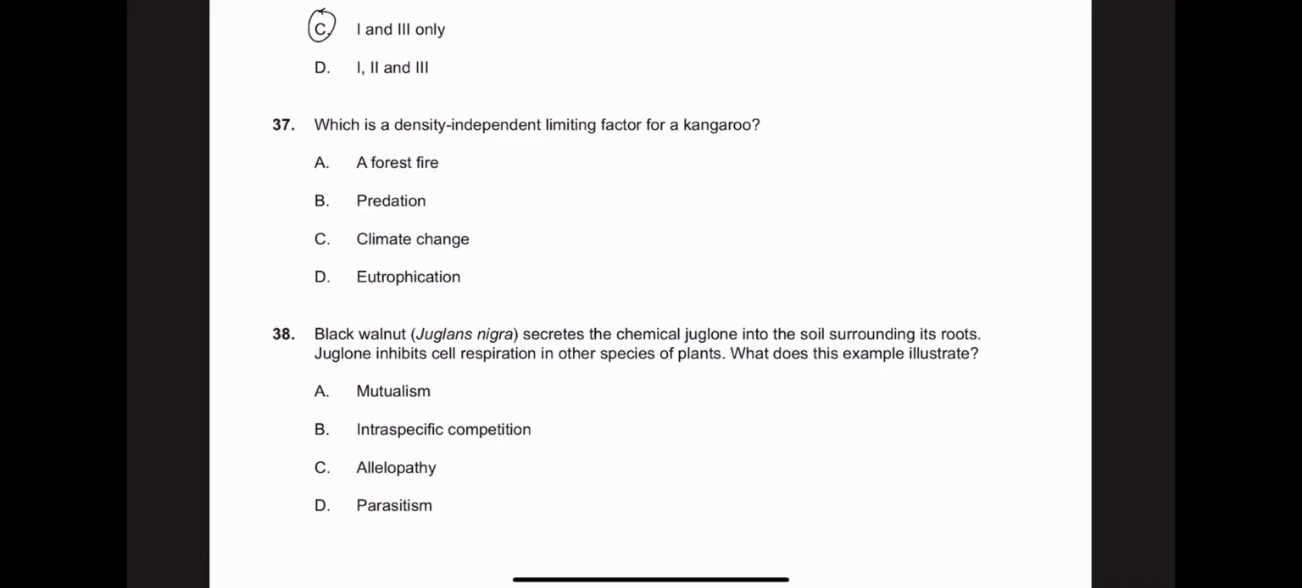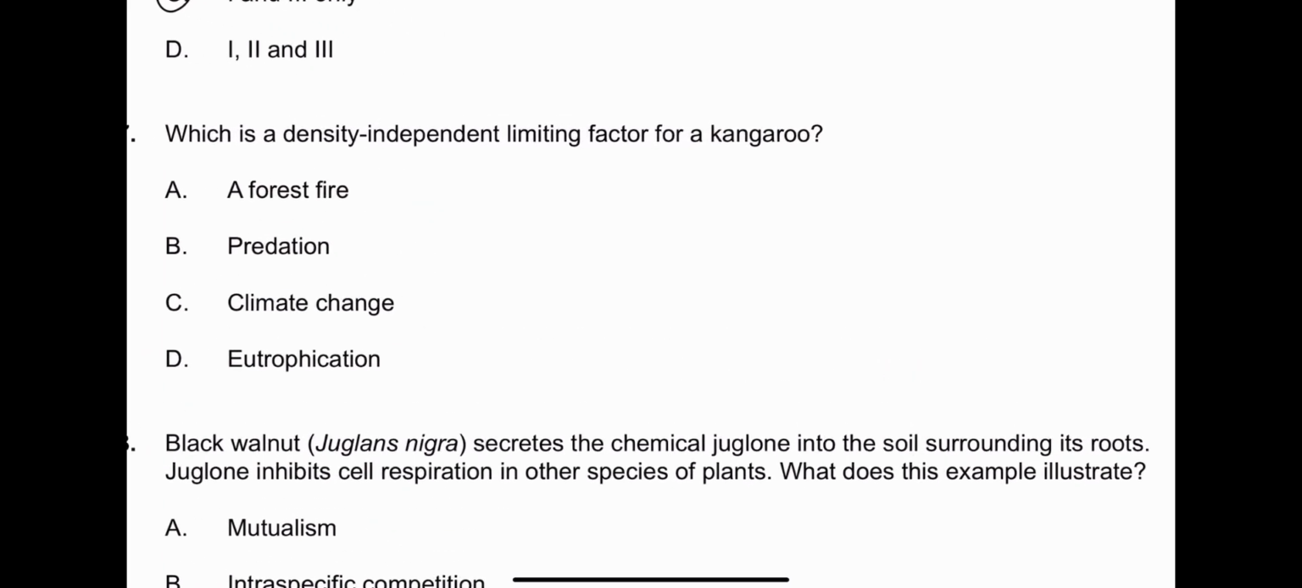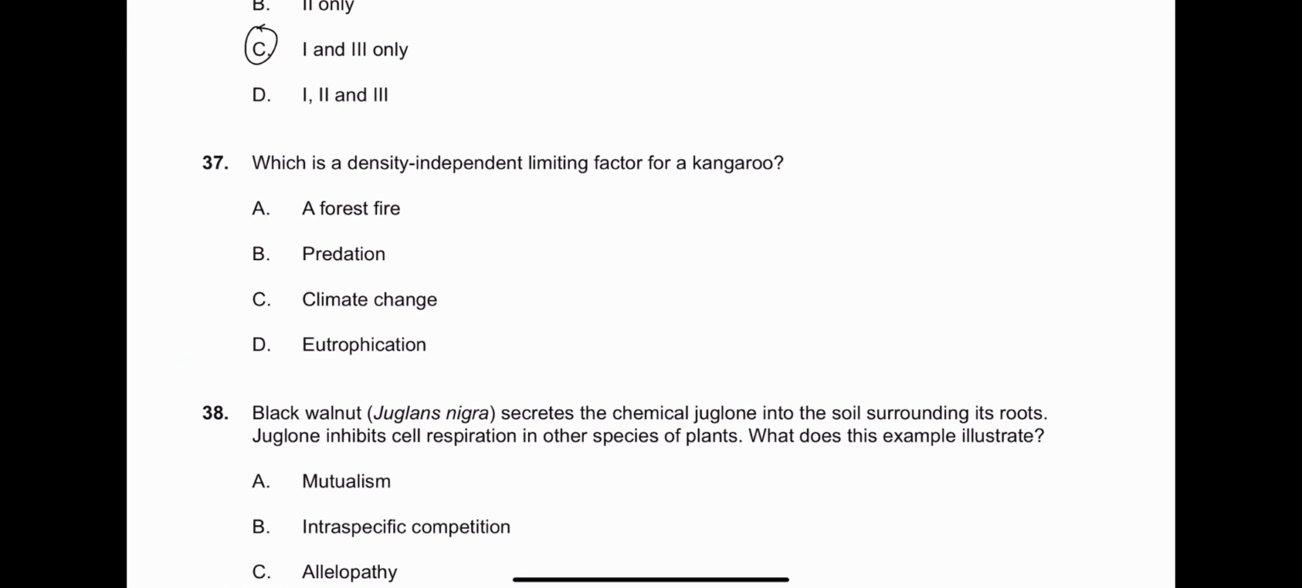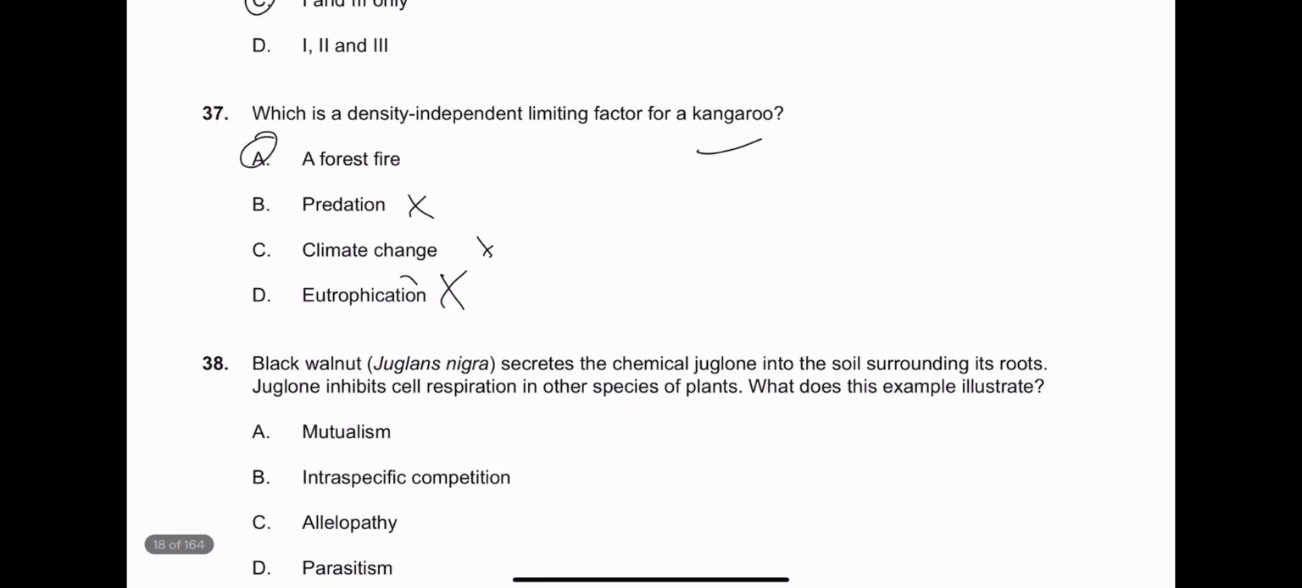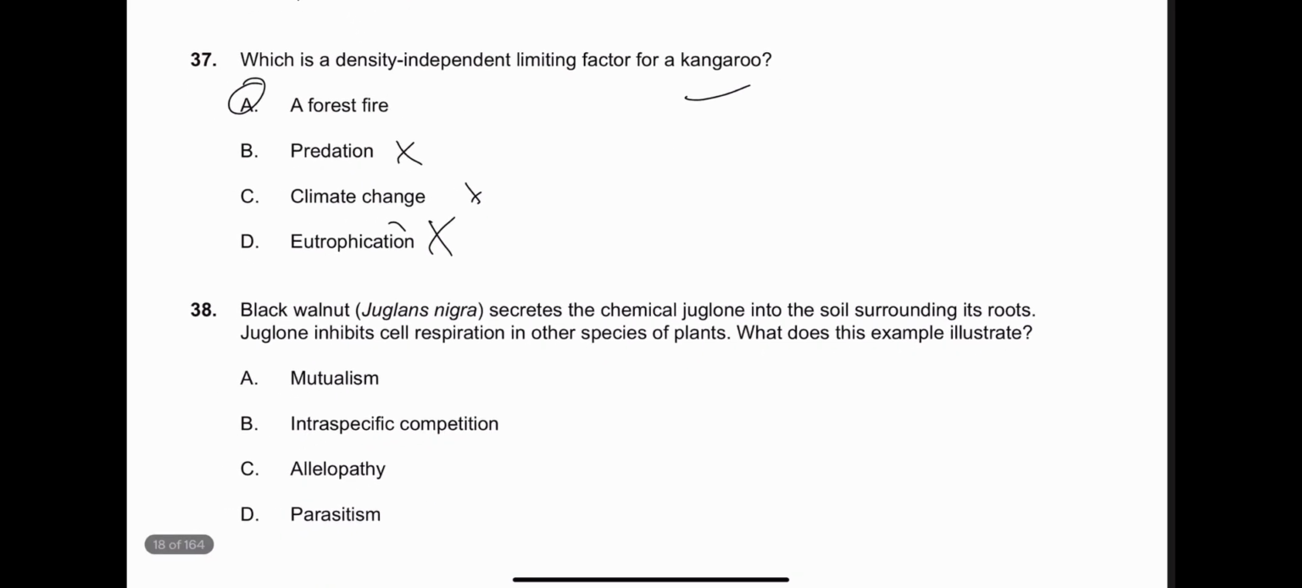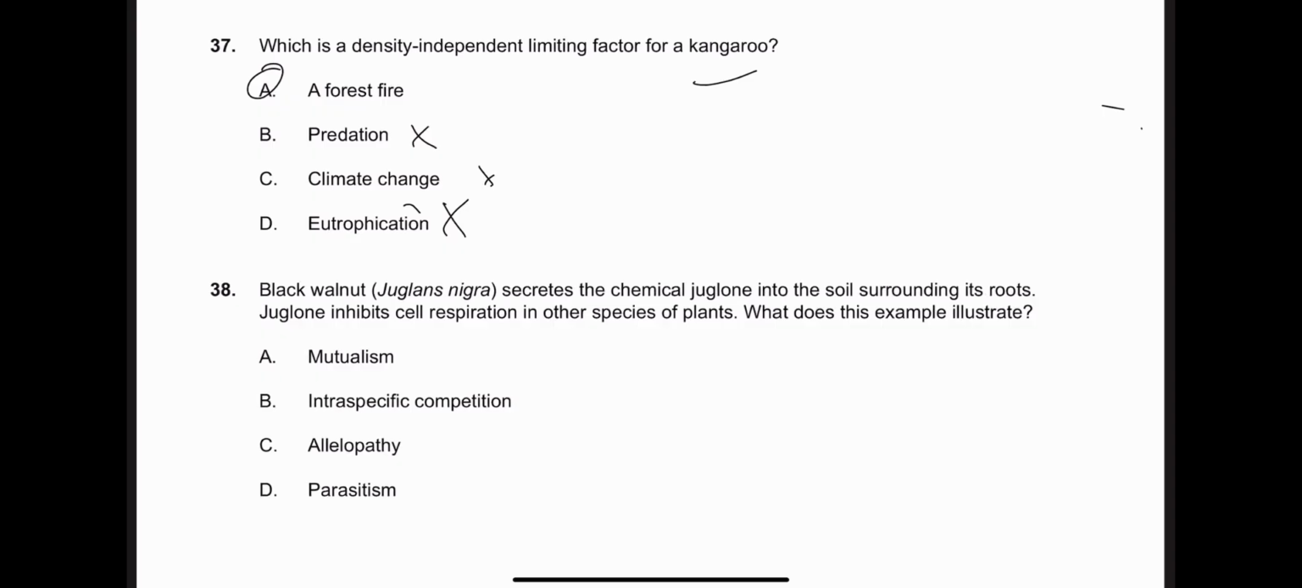37. Which is a density independent limiting factor for a kangaroo? Okay, sorry, I misspoke. Density independent. So it would not be predation, right? You can see that's pretty clearly not density independent. Climate change again. Eutrophication is not for a kangaroo, right? Eutrophication won't be important. Yeah, it's pretty clearly a forest fire here. Not many other possible options I would see for a density independent limiting factor for specifically a kangaroo.